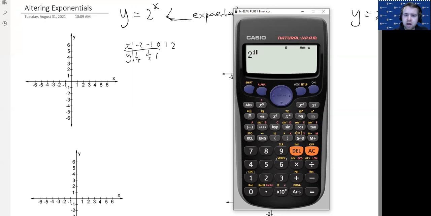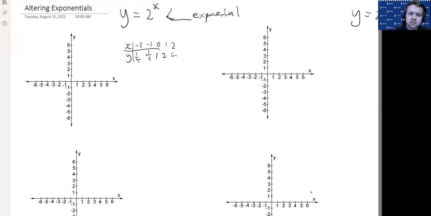And then 2 to the power of 1 is just going to be 2. And then 2 to the power of 2, we should know, is just going to be 4. And we get this interesting pattern here where we have this sort of symmetry. We have 1 in the middle, and then we have 1/2, and then 2 on the other side. We've got 1/4, and then 4 on the other side. This kind of symmetry, or upside down symmetry, if you will, for an exponential.